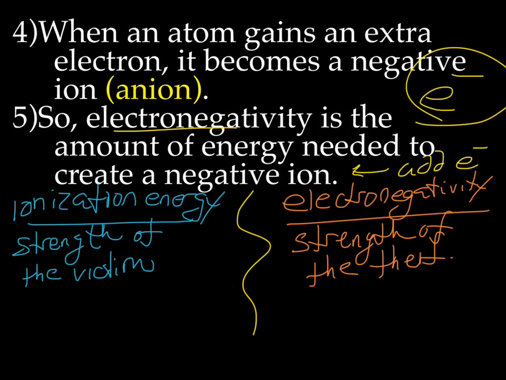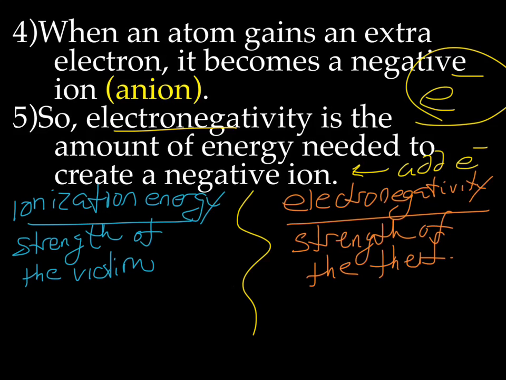Okay, so the strength of the victim, think of that as the ionization energy. So a strong victim would be holding his electrons really tightly. He's really hard to steal from. It takes a lot of energy to steal from him, right? Strength of the victim versus electronegativity. You're looking at the strength of the thief. Who's going to be better able to steal something? Just grab it out of the little atom's hands. Well, a strong thief, right?